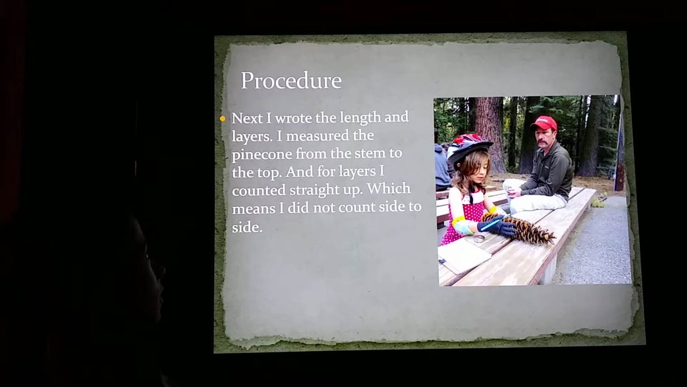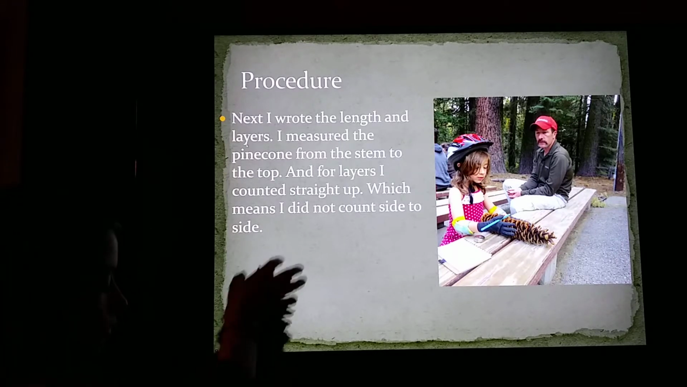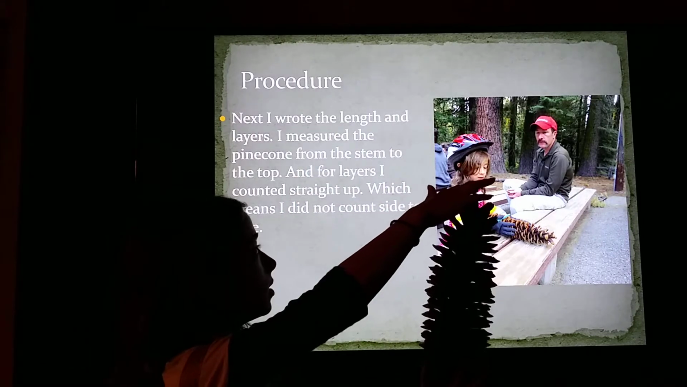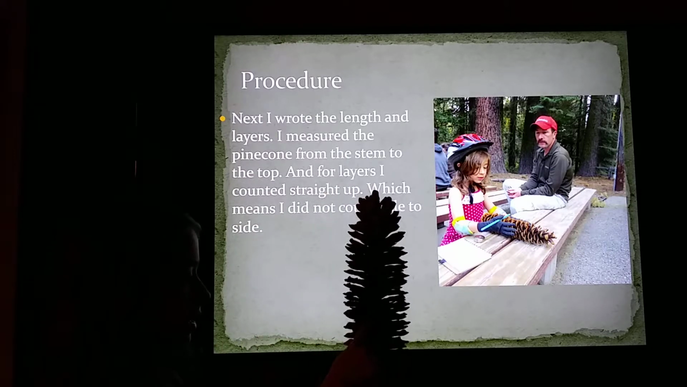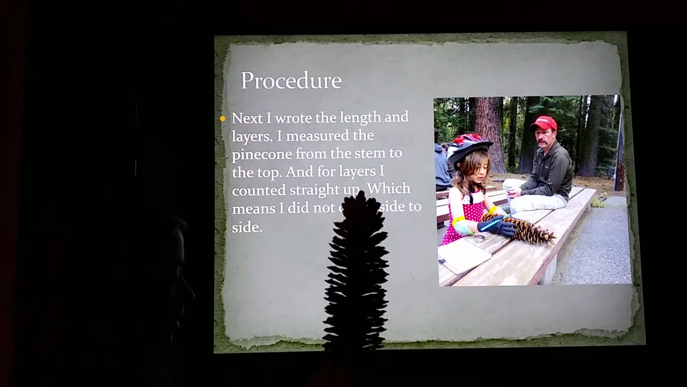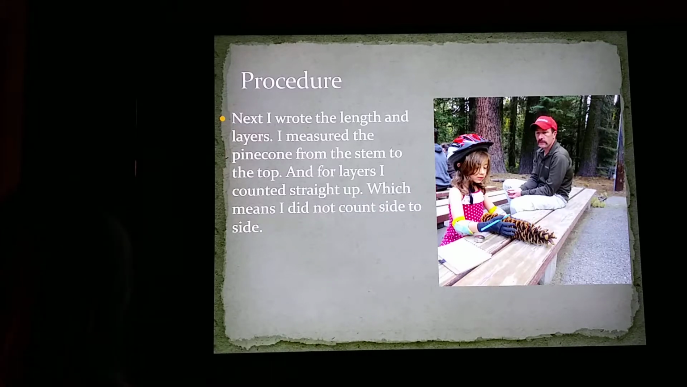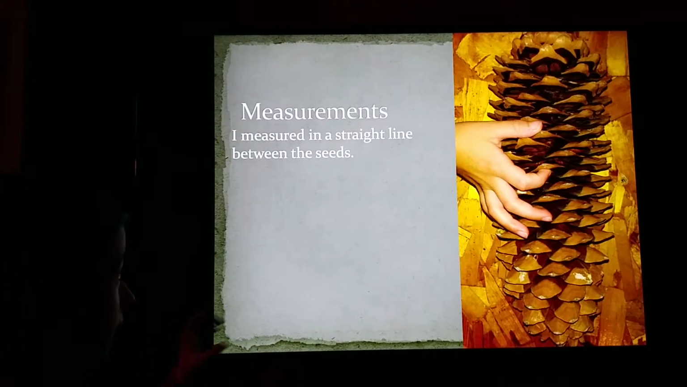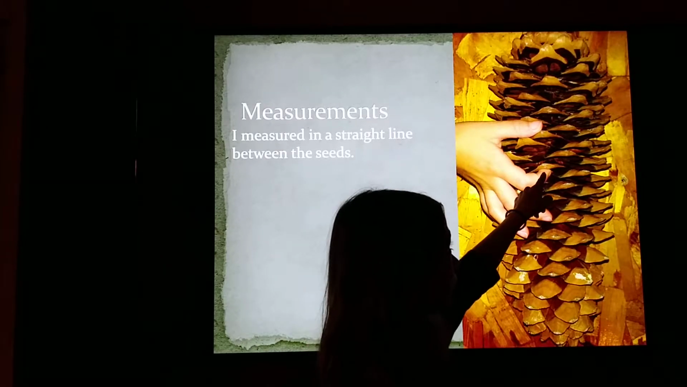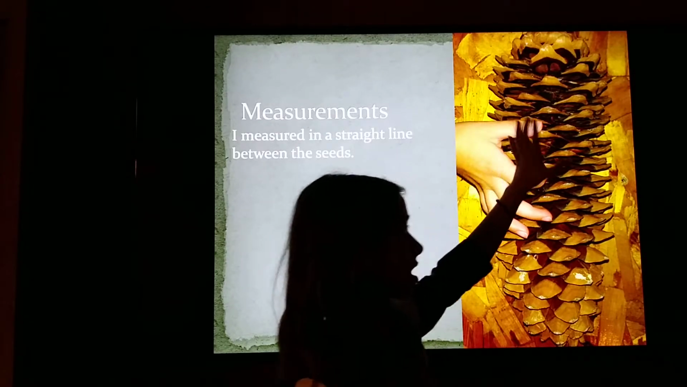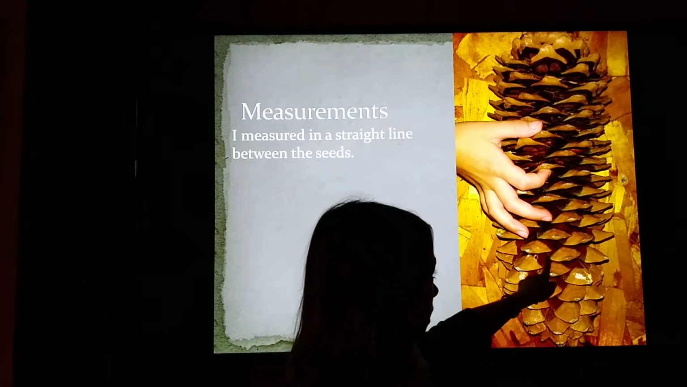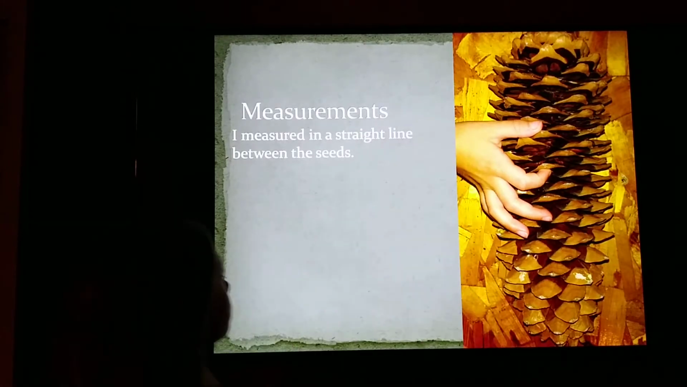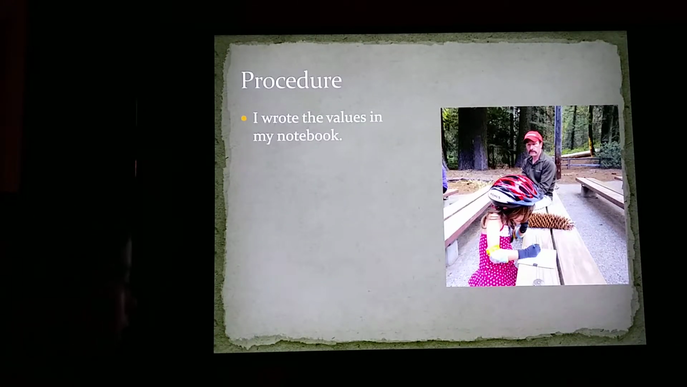Next I wrote the length and the layers, and I measured the pine cone from the stem, which is the bottom, right here, all the way to the top, up here. And I counted straight up, which means I did not go side to side like that. I went up. And this is a better model. I don't go right there, then right there, and right there. It goes back and forth. I would go up straight, all the way to the top. And then I wrote the values down in the notebook.